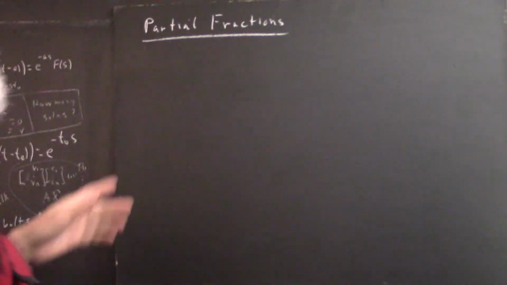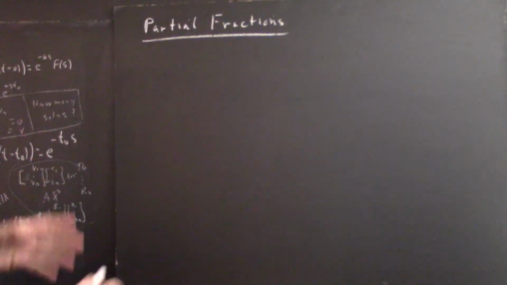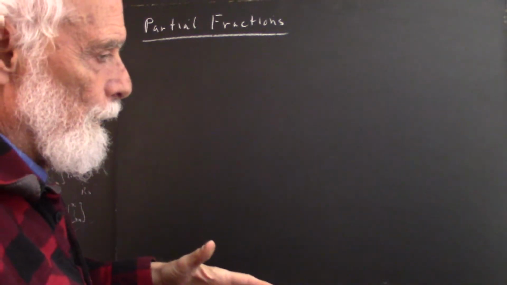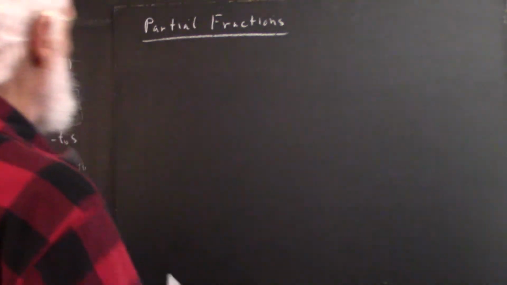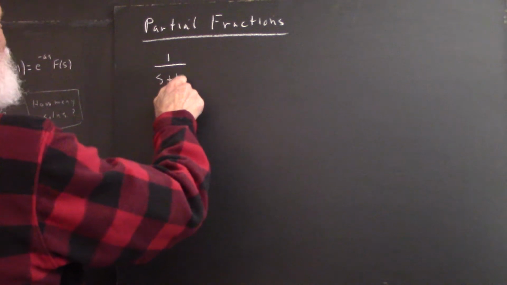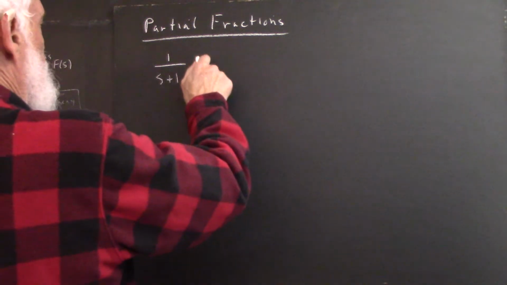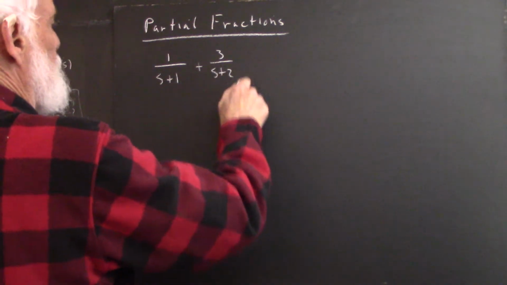Okay, we're going to talk about partial fractions, and we're going to start by just adding two rational expressions. So let's say we have a simple expression: 1 over s plus 1 plus 3 over s plus 2.